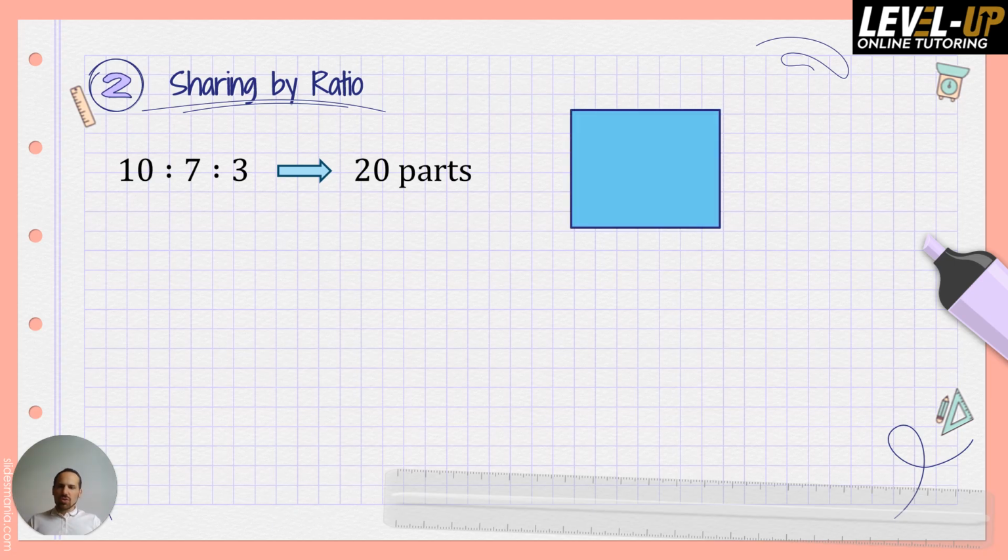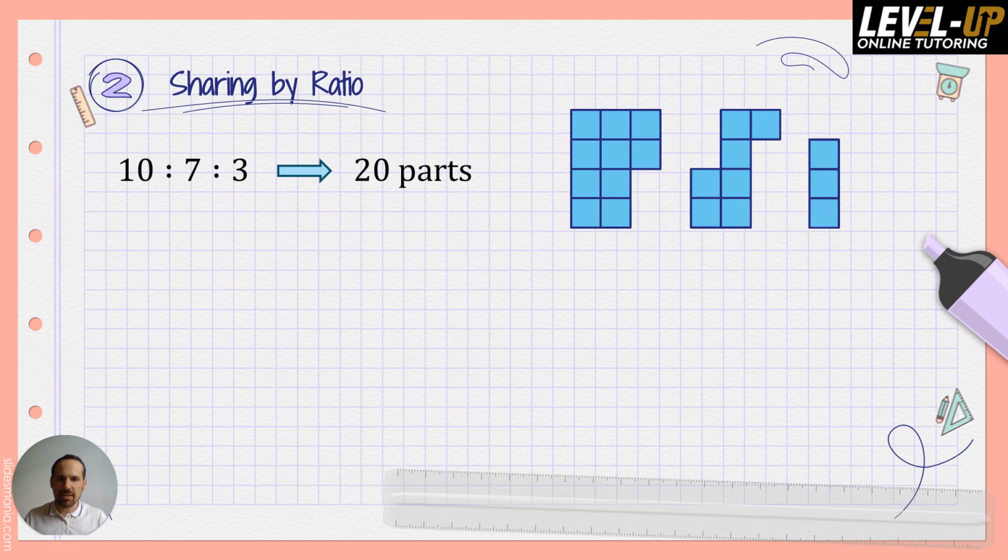You could think of this as a rectangle which represents your total amount of stuff. And what we're doing is dividing it up into 20 parts like that. Then you imagine splitting up that quantity into 3 parts, but not 3 equal parts. Here you see the first has 10 parts, the second has 7 parts, and the final part is just made up of 3.